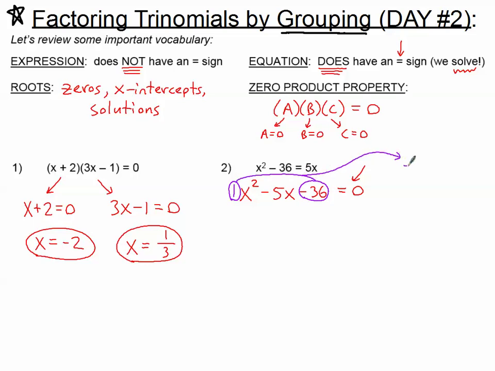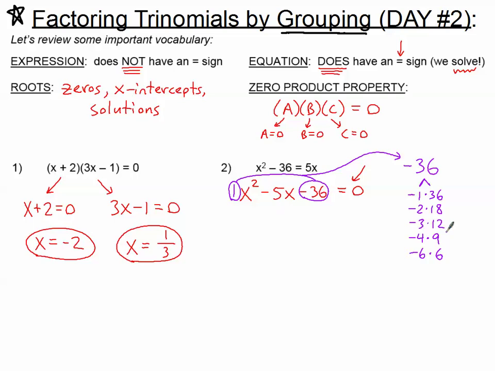1 times negative 36 is negative 36, and now I need to find the pairs of numbers that multiply to give negative 36. So negative 1 times 36, and negative 2 times 18, and negative 3 times 12, and negative 4 times 9. Negative 5 does not go into negative 36, but negative 6 does. It goes 6 times. So I actually have 5 pairs of numbers that multiply to give negative 36. I'm looking for the one pair of numbers that will add to give negative 5.